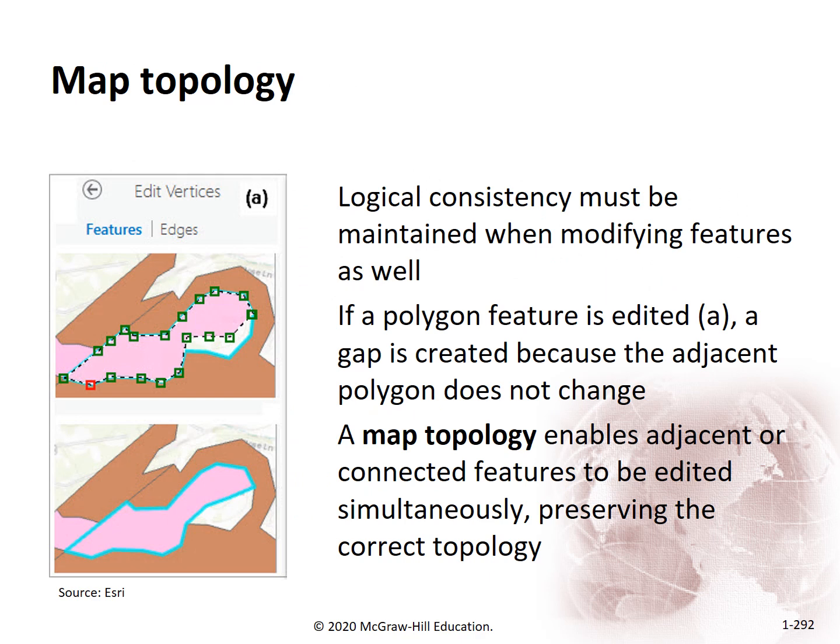Map topology enables adjacent or connected features to be edited simultaneously, preserving the correct topology. That sounds a lot like a test question.